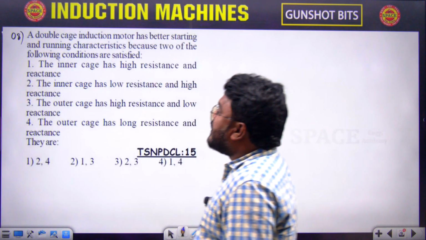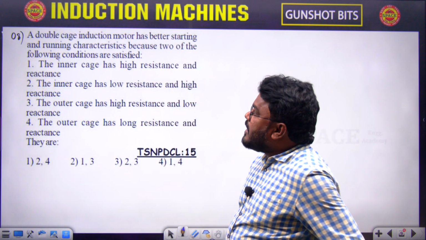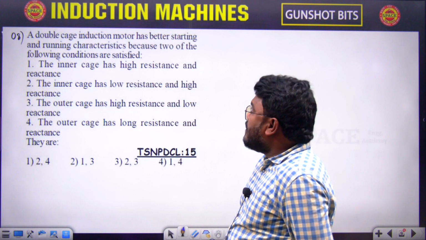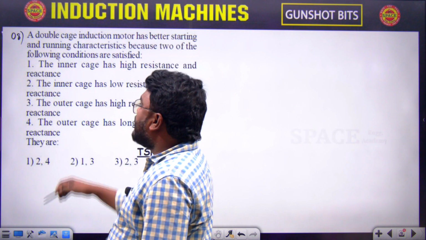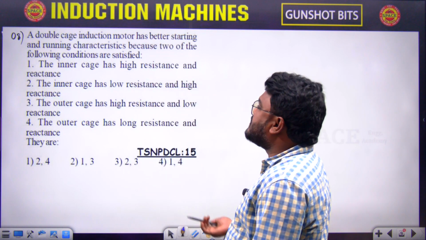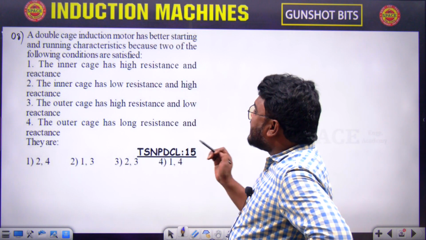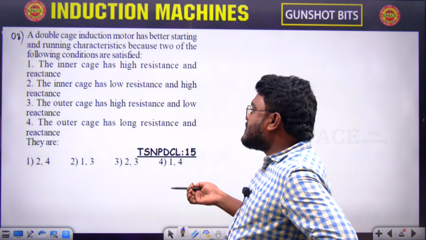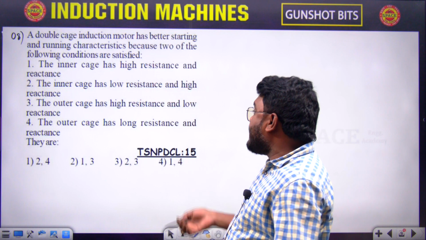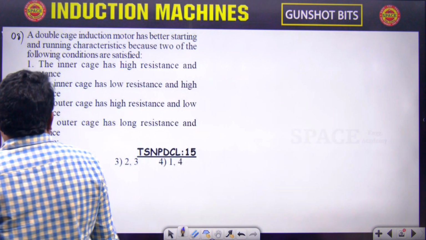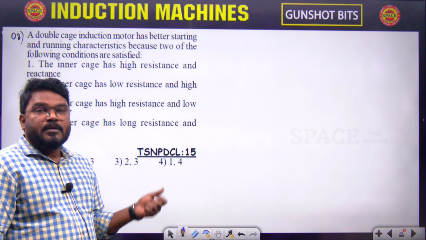And next one, question number 8. A double cage induction motor has better starting and running characteristics because two of the following conditions are satisfied. The inner cage has high resistance and reactance. The inner cage has low resistance and high reactance. The outer cage has high resistance and reactance. The outer cage has low resistance and reactance. The options are: option 1, 2 and 4; option 2, 1 and 3; option 3, 2 and 3; and option 4, 1 and 4.